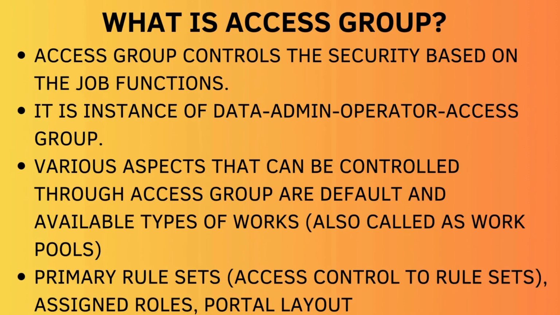What is an access group? An access group controls security based on job functions. It is an instance of the Data-Admin-Operator-AccessGroup class. Various aspects that can be controlled through an access group are default and available types of work, also called work pools, primary rulesets, access control to rulesets, assigned roles, and portal layout.